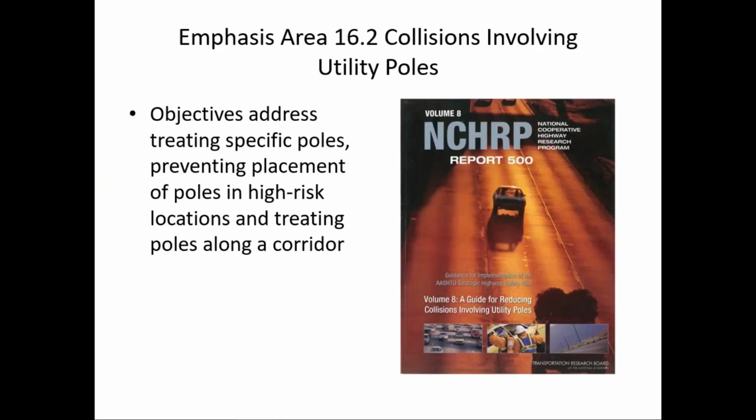Remember, trees are the most frequently struck fixed object in the United States. The second most frequently struck fixed object are utility poles. And these are a challenge as well. They're often regularly spaced along the roadway. They're often relatively close to the edge of the roadway. So how can we address collisions involving utility poles?